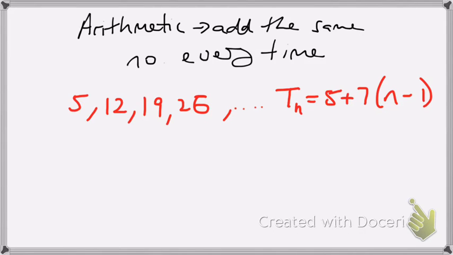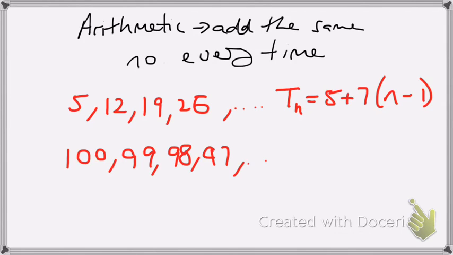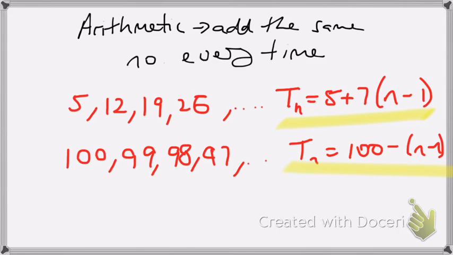Another example could be 100, 99, 98, 97, and the nth term would be 100 minus (n minus 1). I'll give you a better idea of how to generate these formulae tomorrow, if you can't quite see it yet. If you can, that's awesome.